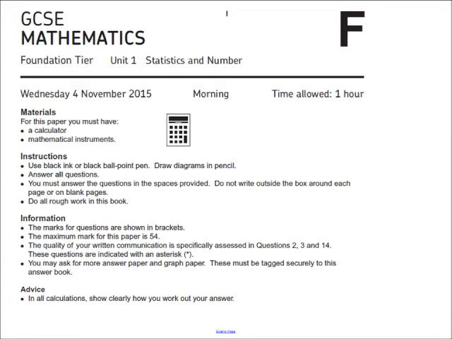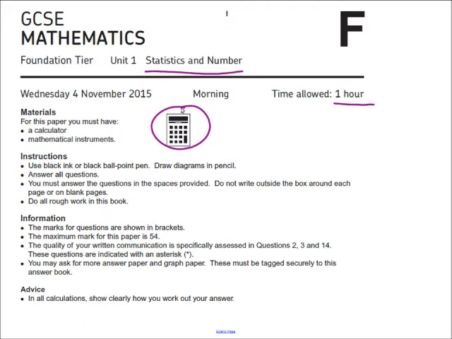Let's have a look at the details on the front page then. Unit 1 is for statistics and number. The main thing to remember is it's a 1 hour paper and you can use your calculator, and this is most important. Throughout the paper I will be giving you prompts on when to use your calculator, even for the most basic calculations, so that you don't make silly errors and start throwing marks away.